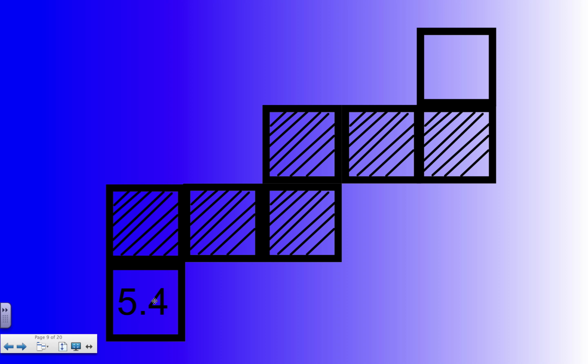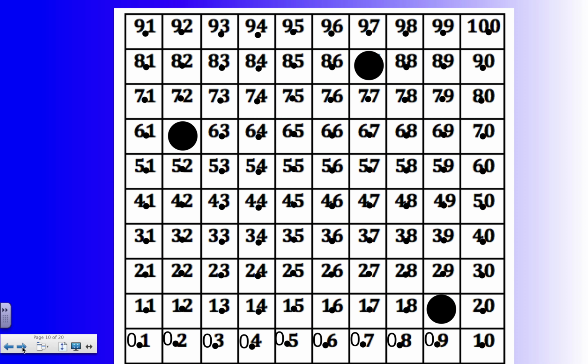Just like before, this is 5 and 4/10. Please work your way up here, and this will be number 3. Please tell me what the missing number is. If you need some time, you can hit pause until you work it out, and then hit play again, and you can try this one.